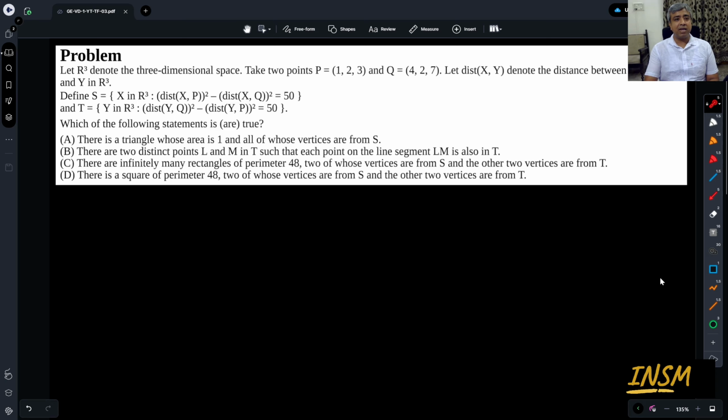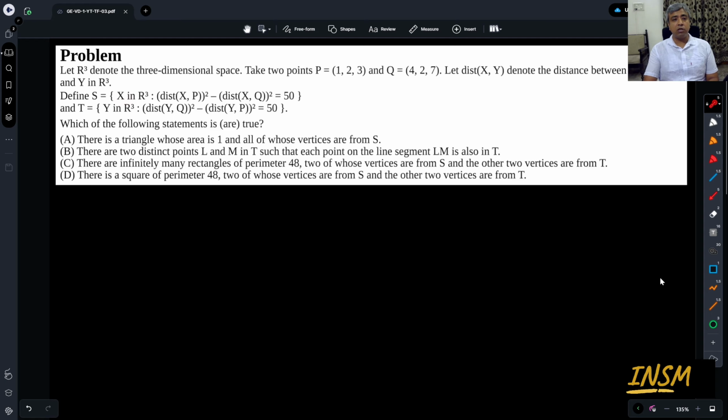It says that let R cube denote a three-dimensional space. It will be R by R by R. So it denotes a three-dimensional space. Take 2 points P and Q. And this notation dist xy denotes the distance between points x and y in 3D space. Now it defines a set in 3D space.